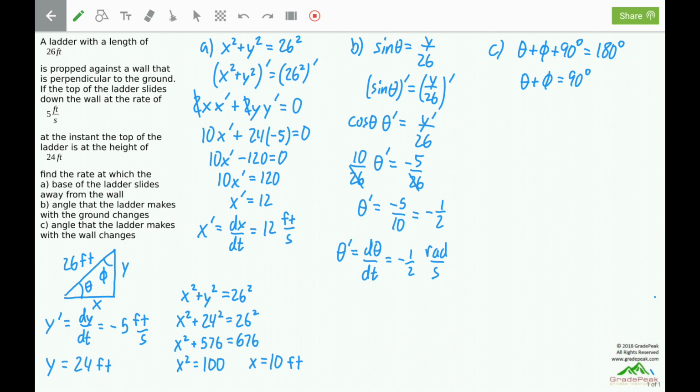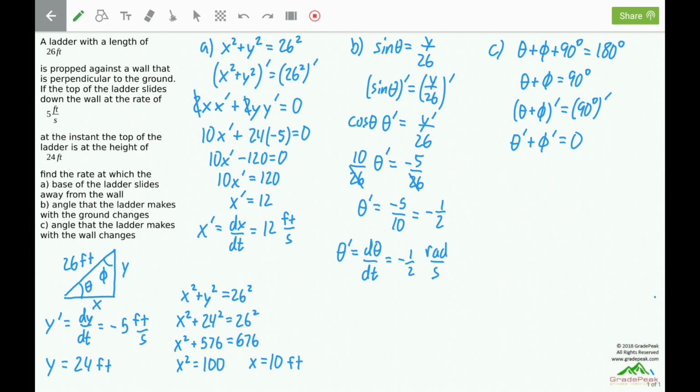We can take the time derivative of both sides of that equation, indicated by a prime on both sides. Theta plus phi, prime, equals 90 degrees, prime. On the left side, the derivative of the first term, theta, will be a 1 times theta prime, so theta prime, plus the derivative of the second term will be 1 times phi prime, so phi prime, equals the derivative of 90 degrees, which is a constant. The derivative of a constant is 0.